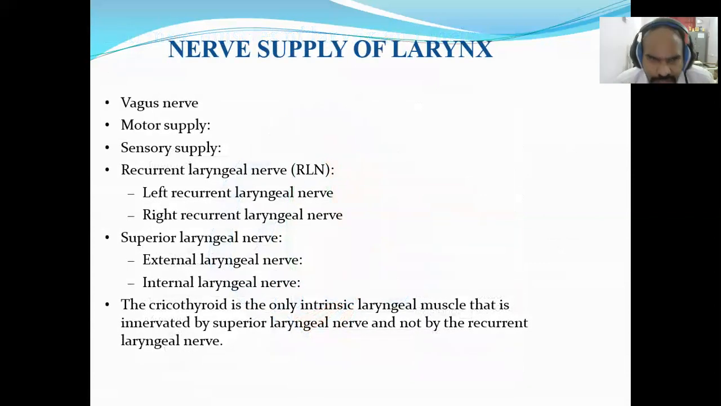Nerve supply of the larynx is by the vagus nerve, for both motor and sensory supply. The recurrent laryngeal nerve gives the sensory and motor supply to the entire larynx. On either side, you have one: the left recurrent laryngeal nerve as well as the right recurrent laryngeal nerve. Then the superior laryngeal nerve is divided into external and internal laryngeal nerves. The cricothyroid is the only intrinsic muscle that is innervated by the superior laryngeal nerve, not by the recurrent laryngeal nerve.